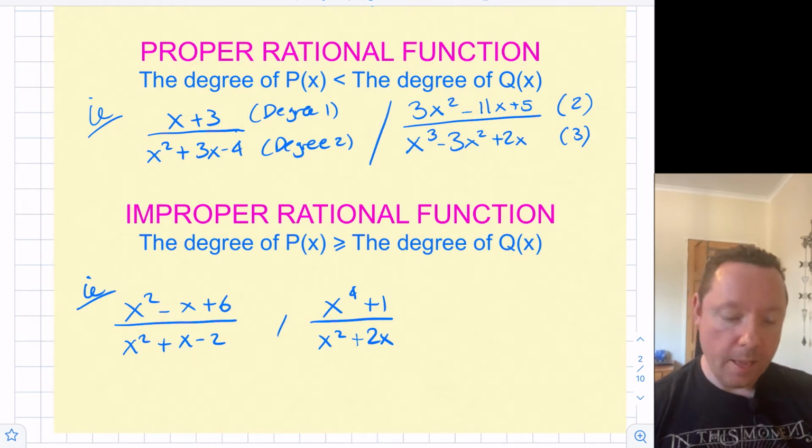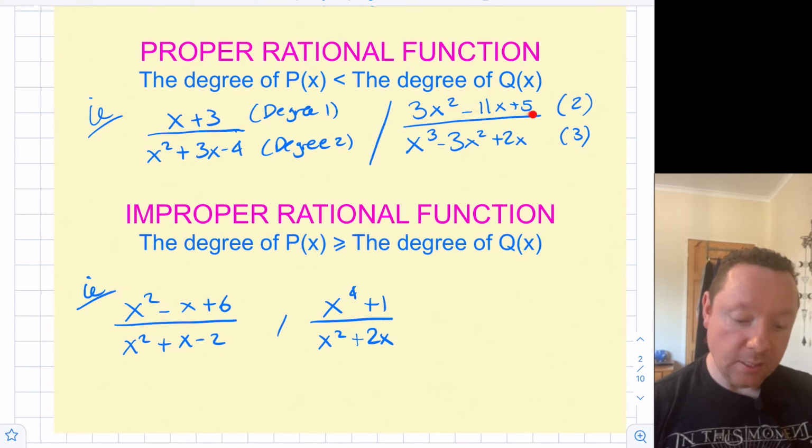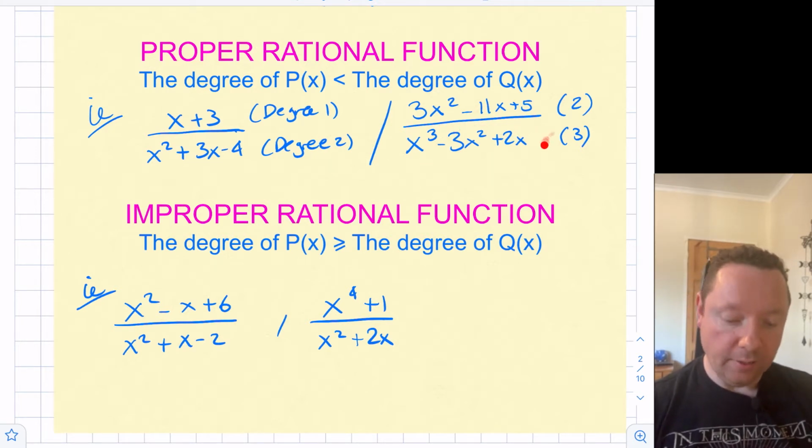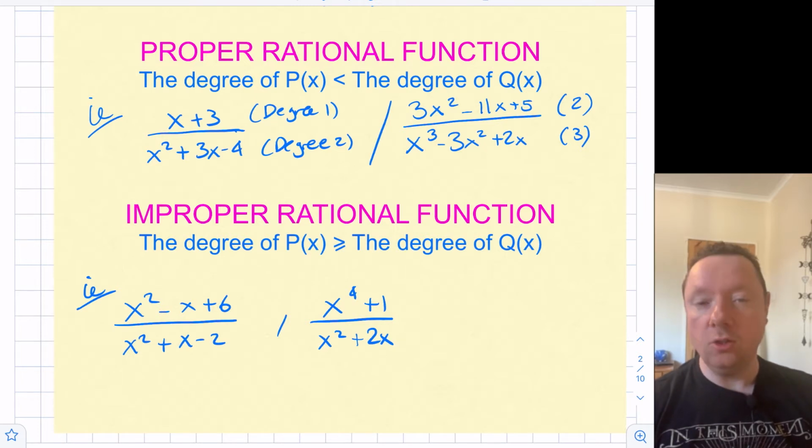If I had 3x squared minus 11x plus 5 on the top, that's got a degree of 2. If I have x cubed minus 3x squared plus 2x on the bottom, that's got a degree of 3. That again would be a proper rational function because the one on the top is 2, the one on the bottom is bigger, which is 3.